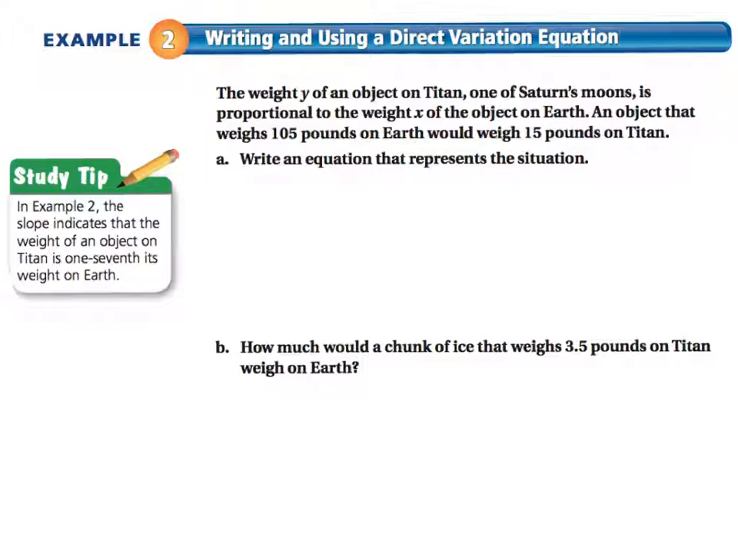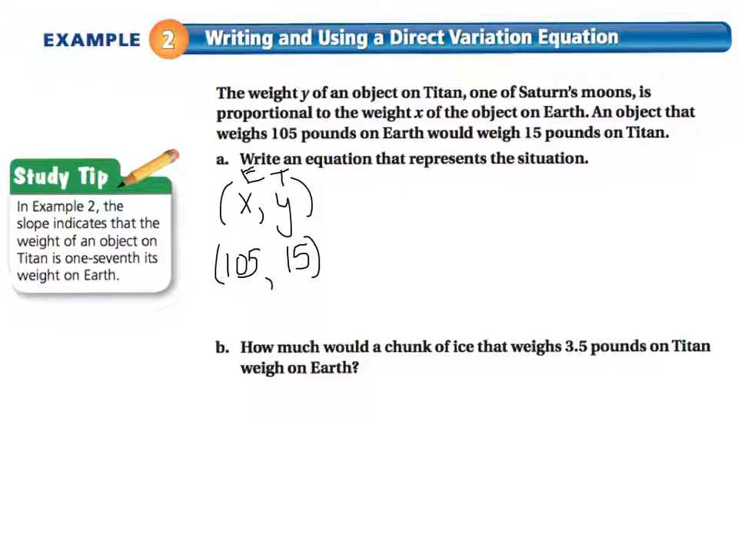So y is Titan and x is Earth. So I'm going to write this down: x, y. This is Earth. This is Titan. Or ET. That's kind of funny. So an object that weighs 105 pounds on Earth, so that could be 105, would weigh 15 pounds. So I have, right here, an ordered pair.